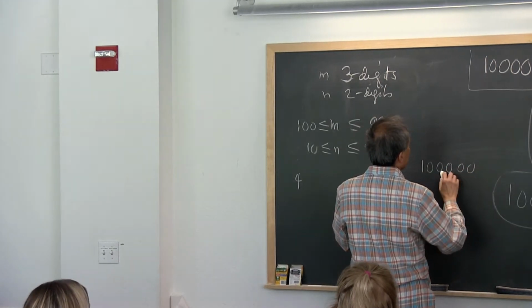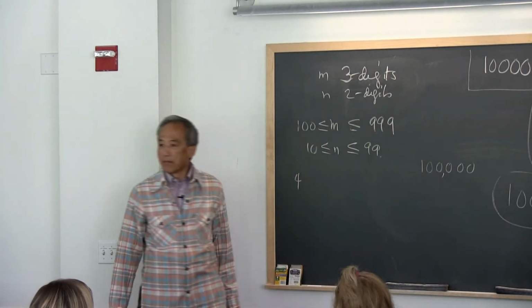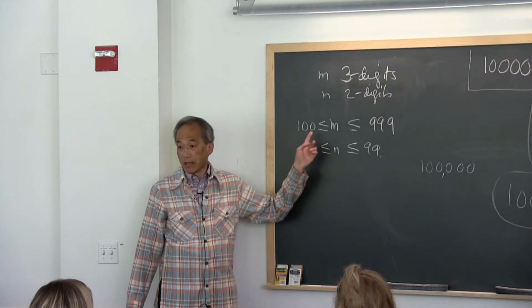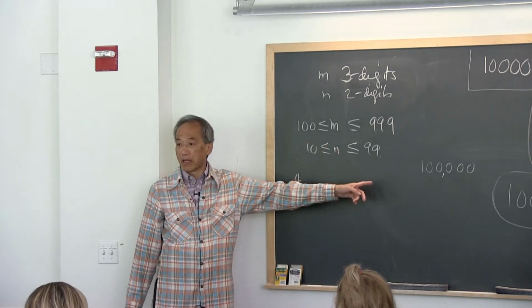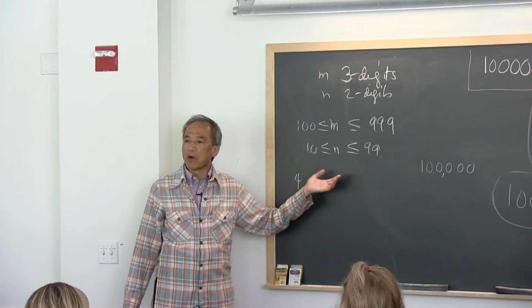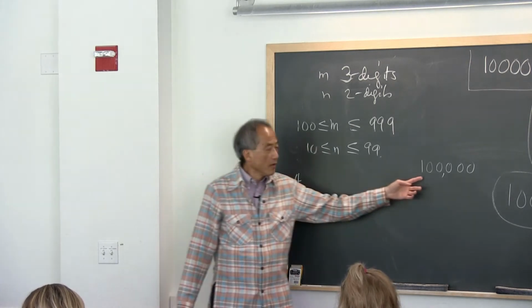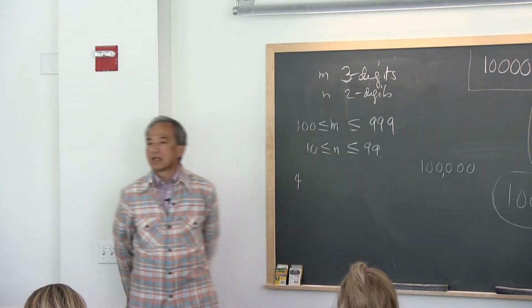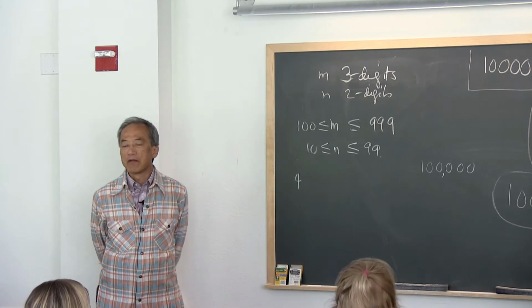100,000 is how many digits? 6 digits. But they're not that big. And it can never be that big. So it should be smaller. If it's something smaller than this, how many digits does it have? 5 digits. Why?